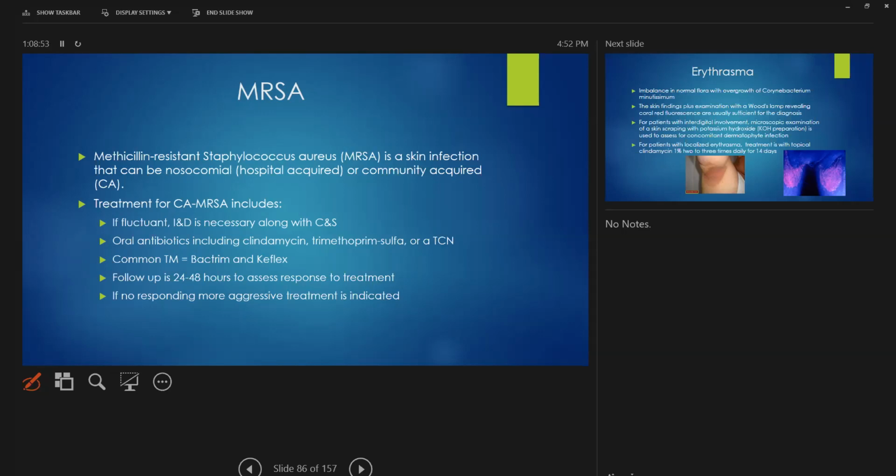Methicillin-resistant Staph aureus is MRSA. And if it's nosocomial, meaning that it's hospital acquired, it's probably going to be more resistant to bacteria as opposed to a community-acquired MRSA, which will probably be treated with the medications at hand here. When you're talking hospital-acquired MRSA, you're looking for your big guns like vancomycin and zosyn.